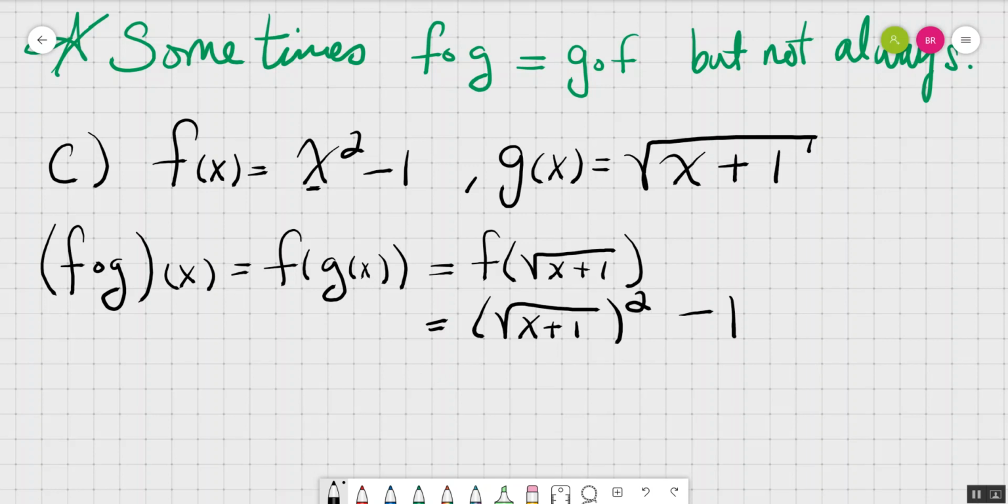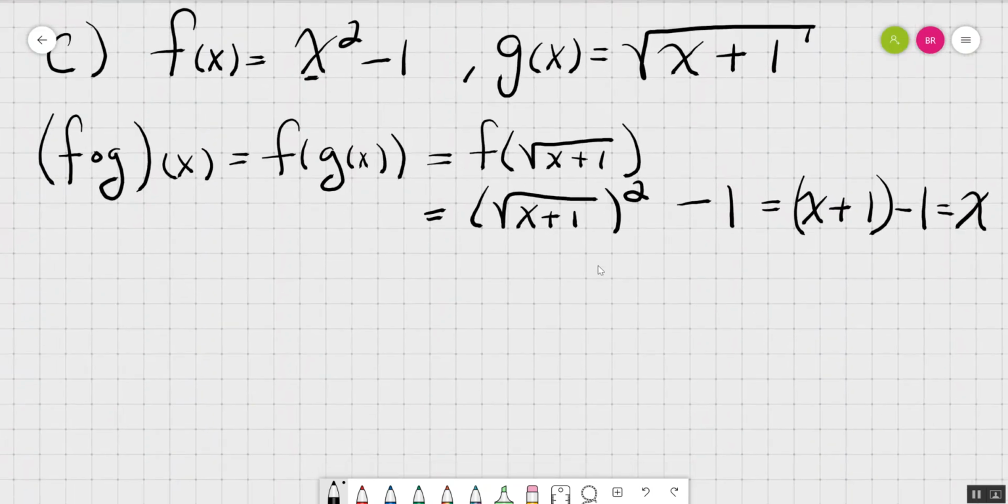When you square a square root, you end up with them undoing each other and you'll just get an x plus 1. And then you'll subtract 1, and once again I got x. Gee, I wonder if this is something like what we saw in B. Let's find out. G compose f, x.